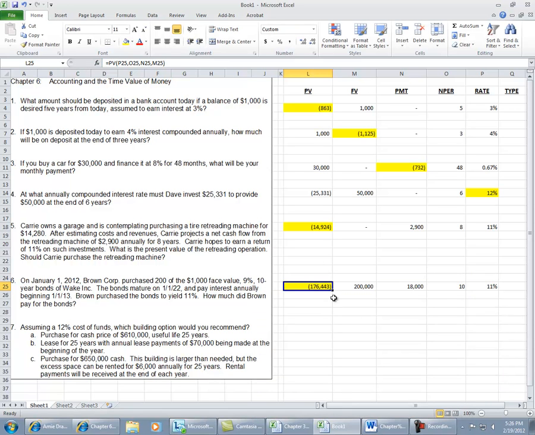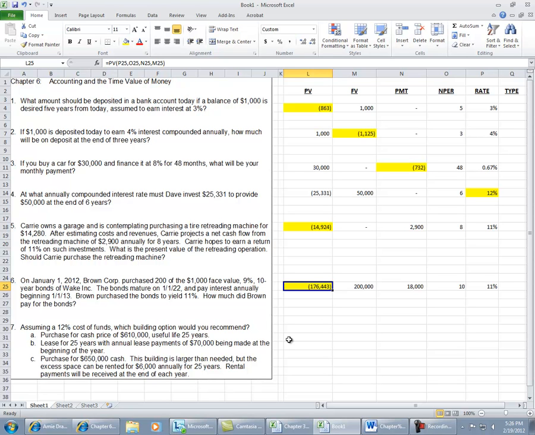And the purchase price was $176,443. The maturity is 200,000. It was sold at a discount, and that should make sense because our market rate is greater than our stated rate. Whenever we see that scenario where our market rate is greater than our stated rate, our bond is going to sell at a discount. The expectations are higher than what the bond is actually paying, so it has to be discounted upon sale.